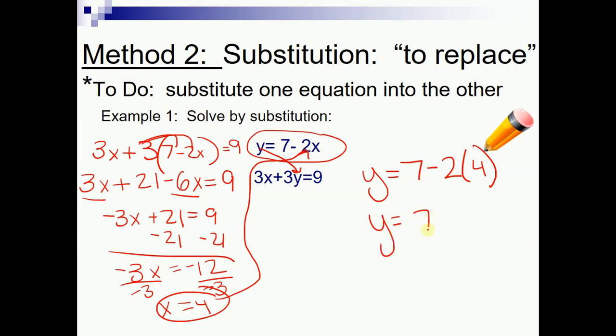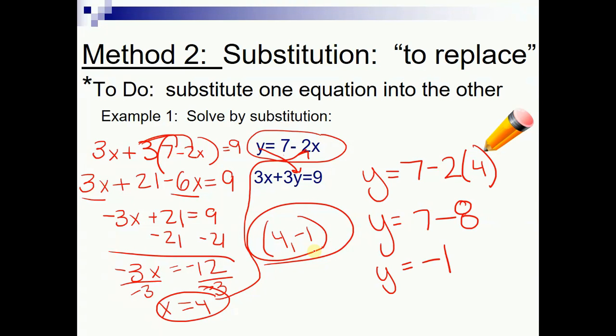Y equals 7 minus 2 times 4, that's negative 8. So I'm going to get negative 1. So y equals negative 1. Now, just like when we did our graphing, the final answer was the solution, the ordered pair. You do need to write your ordered pair out. That's going to be (4, negative 1).